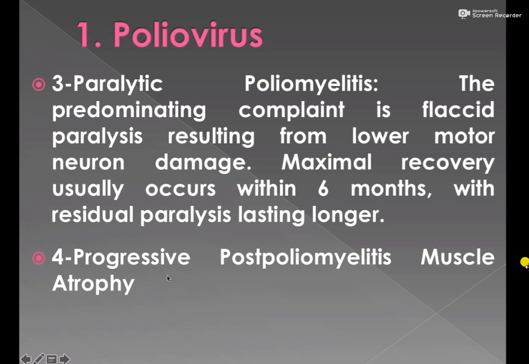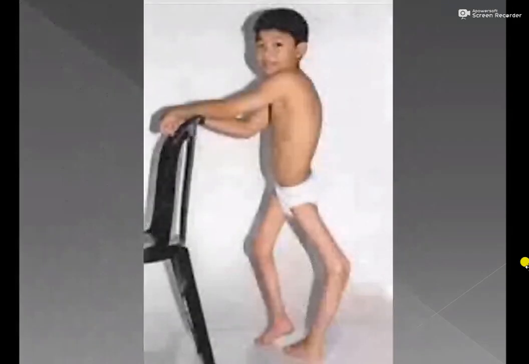Fourth, progressive post-poliomyelitis muscle atrophy. As you see, when there is no movement in the muscles, there will be muscle atrophy after paralysis. This child is not emaciated, he is not thin, but there will be muscle atrophy due to the absence of movement of the muscles.